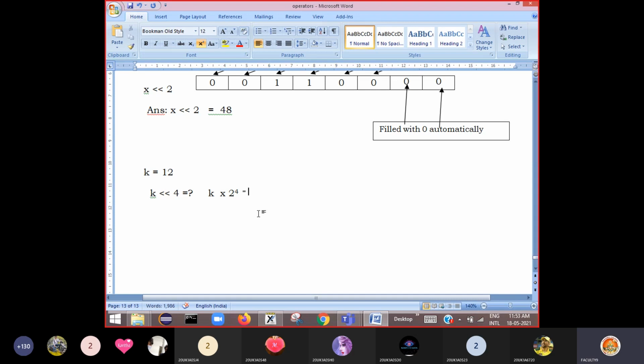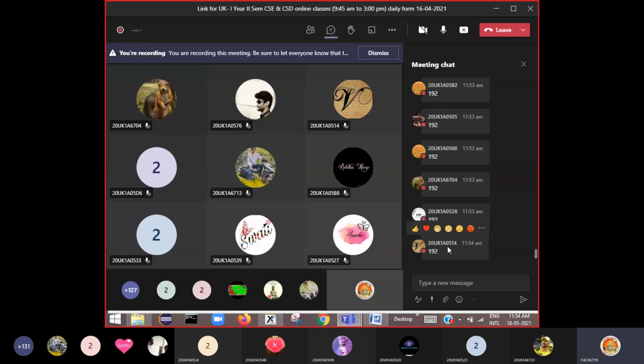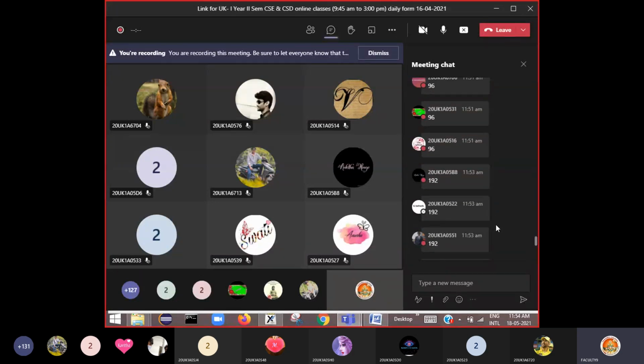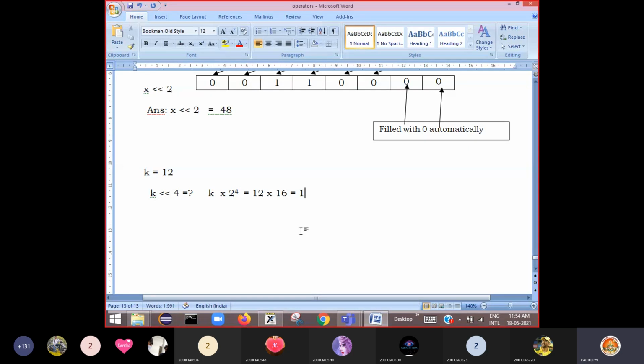So this is nothing but 12 into 16. So 12 into 16 is equal to, yes, now you are correct, 192. When you move 3 bit positions, you will get 96: 12 into 2 power 3 is 8, 12 8s are 96. So 4 bit positions means you will get 192 here. The answer you will get is 192.